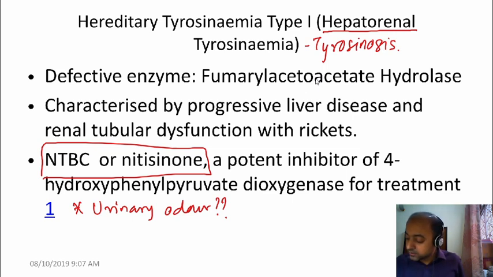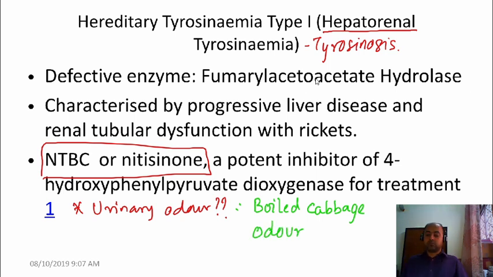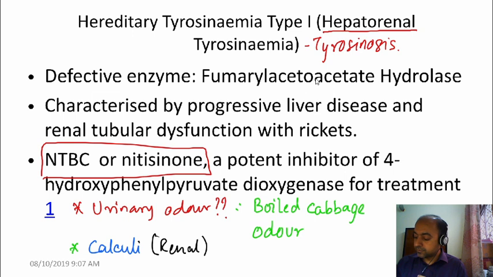The answer is boiled cabbage odor. Very good. The answer is cabbage odor. To be more precise, it is the boiled cabbage odor. Okay, so this is the tyrosinemia type 1, also known as the hepatorenal tyrosinemia or the tyrosinosis. Another important feature in these patients can be the renal calculi, where we have the tyrosine stones.